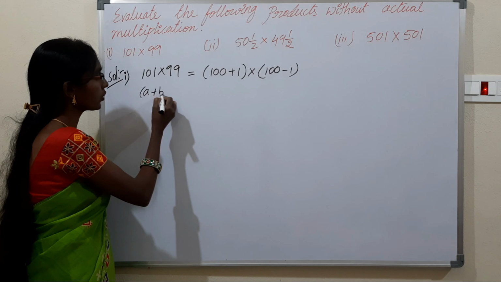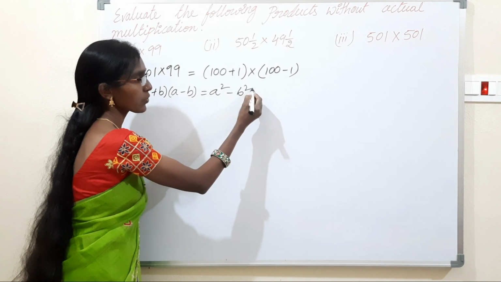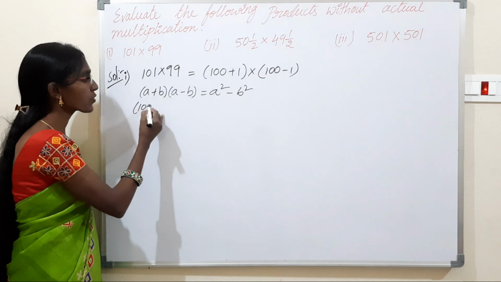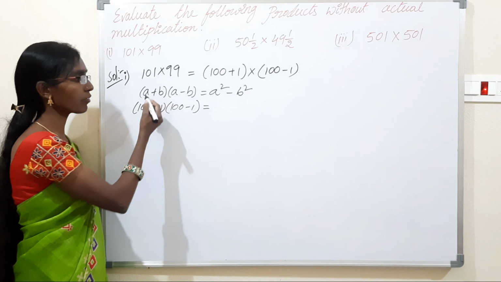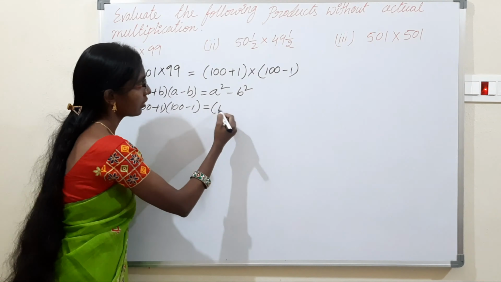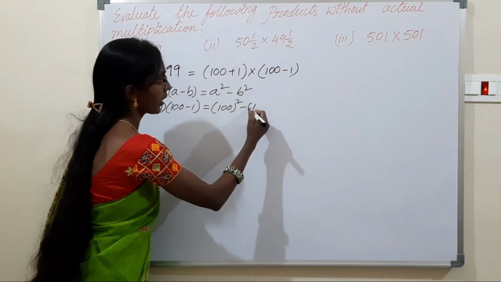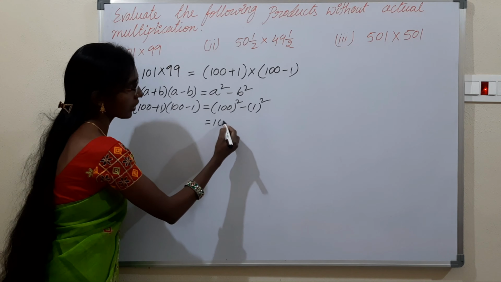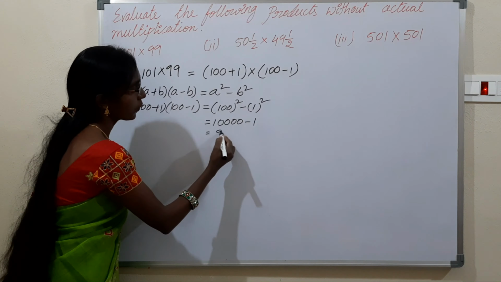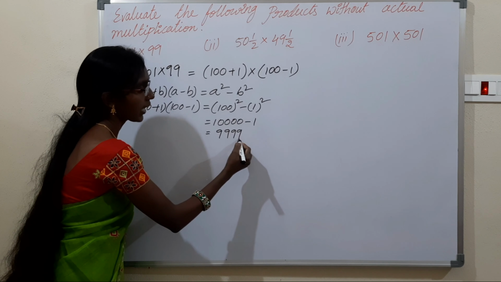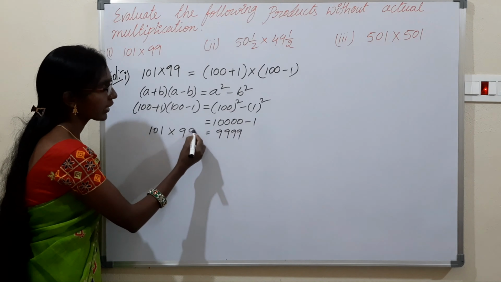a plus b into a minus b is equal to a square minus b square. Now 100 plus 1 into 100 minus 1 is equal to, in the place of a we have 100. So here 100 square minus, in the place of b we have 1 square. 100 square is nothing but 10,000 minus 1 square is 1, which is equal to 9,999. This is the value of 101 into 99.